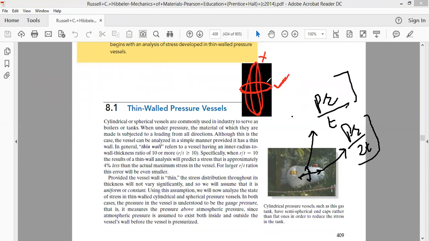The reason is that the stress in this direction is more as compared to the stresses which are generated longitudinally. So the tendency of the gas cylinder to blast circumferentially is more than its tendency to blast longitudinally. So that's why the reinforcement is provided circumferentially, not longitudinally.